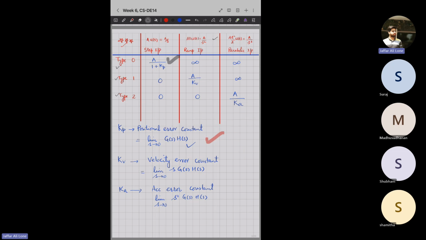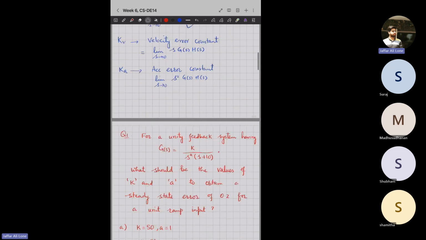Now, I hope you remembered this: for a type 0 system and step input, steady state error is finite. For a type 1 system, ramp input, steady state error is finite. For a type 2 system, parabolic input, steady state error is finite. Now let's directly jump to the problems.